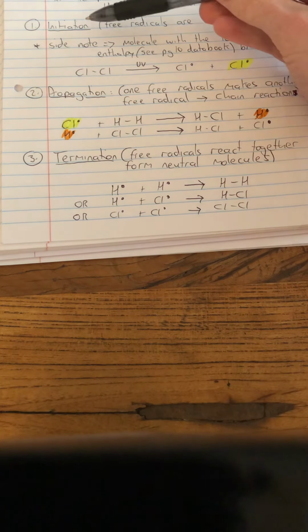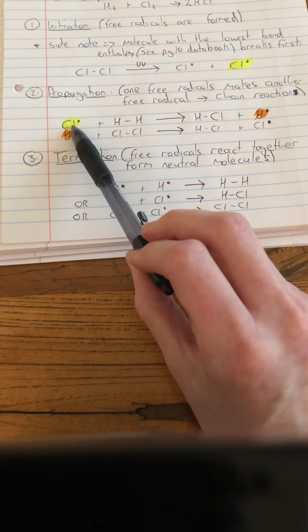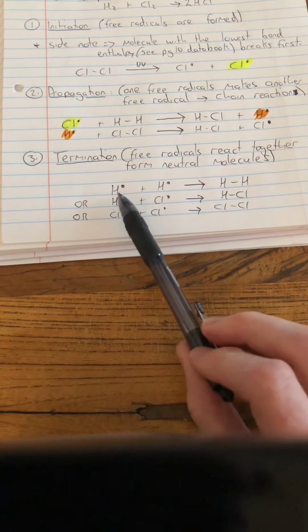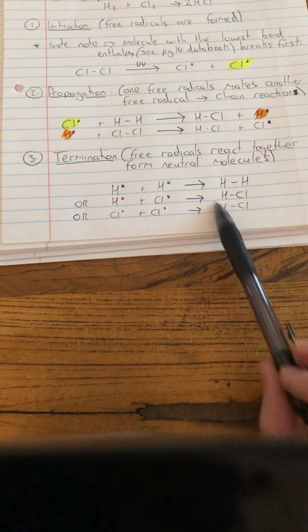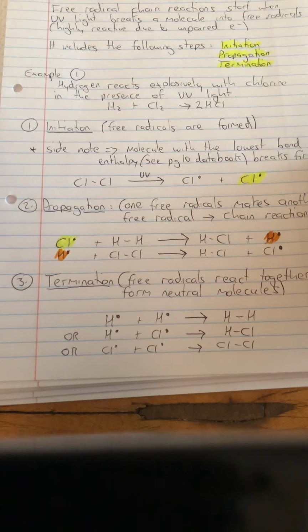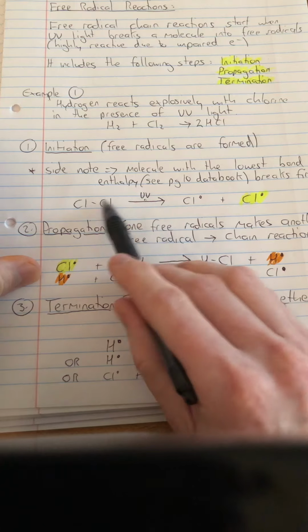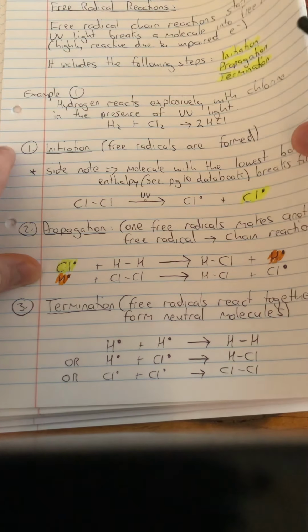So that's our free radical reactions. You need to know the steps. Initiation: we're forming free radicals. Propagation: a free radical is creating another free radical. And finally termination is when free radicals come together to form neutral molecules. You need to be able to recognise all these reactions, and it starts with UV light breaking the bond with the lowest bond enthalpy.